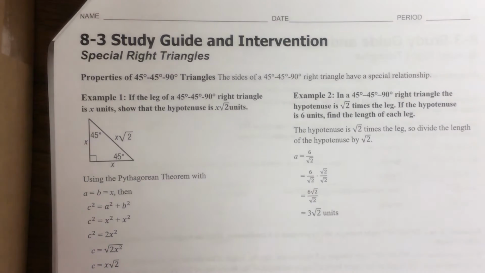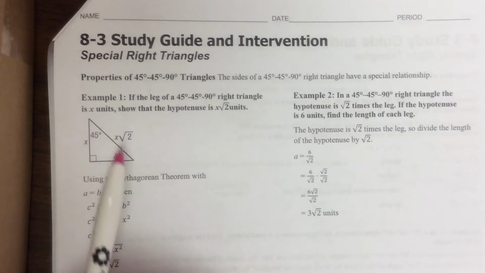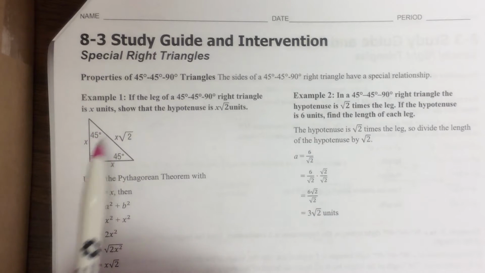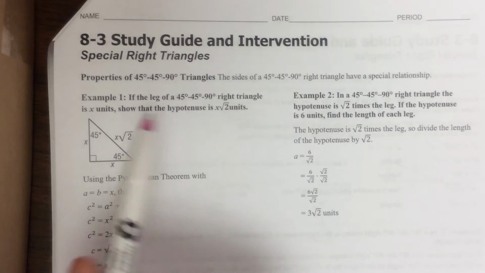On page 19 of section 8-3, we talk about 45-45-90 degree triangles. In 45-45-90 degree triangles, we have two sides that are the same length because you have two angles that are the same, which are the 45s. And then the hypotenuse, that's straight across the right angle, is equal to x square root of 2.